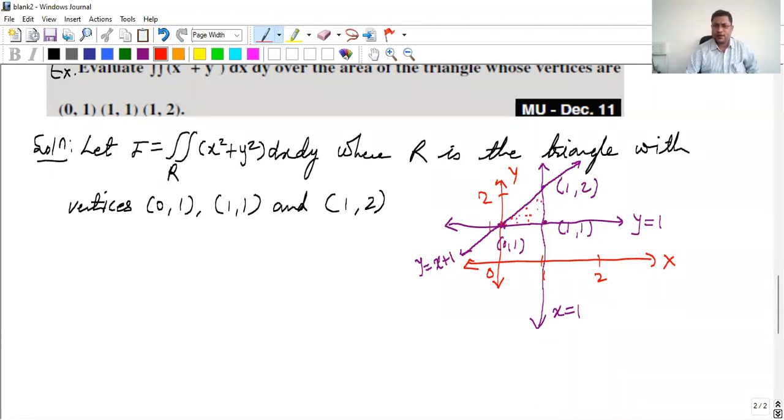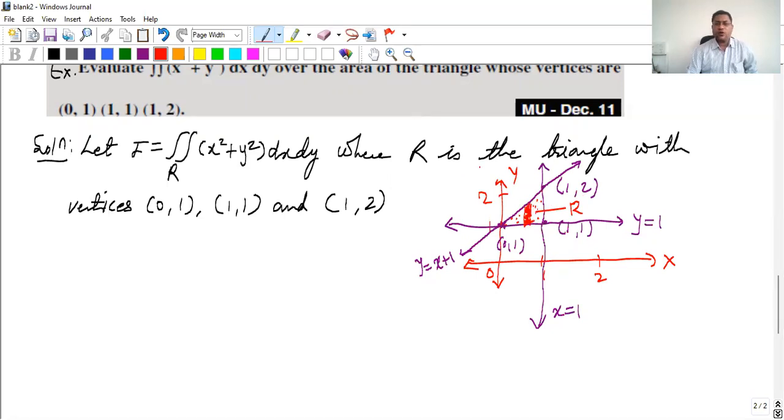So this is the region bounded by these boundaries, or we can say this is going to be the region R. Now it depends on you whether you want to consider the vertical strip or the horizontal strip. As the order in this integral is not given, we are free to choose the order. So here, without loss of generality, I'll consider the vertical strip.